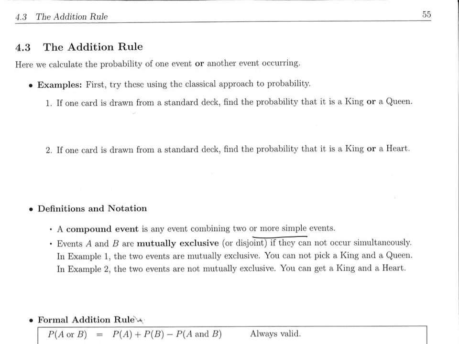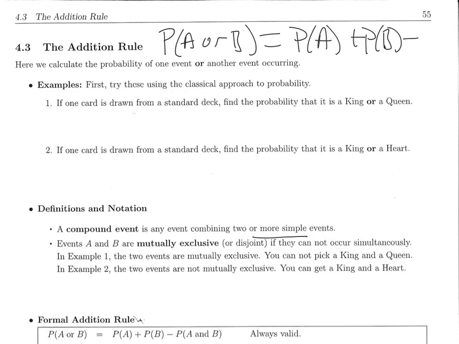Okay, so the addition rule is: the probability of event A and/or event B happening is the probability of event A plus the probability of event B minus the probability of them both happening at the same time, A and B.